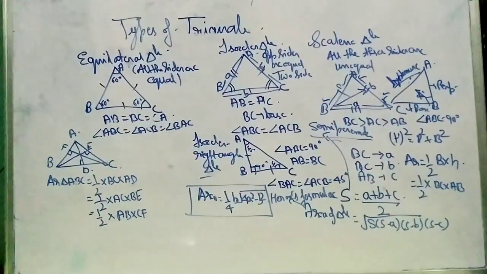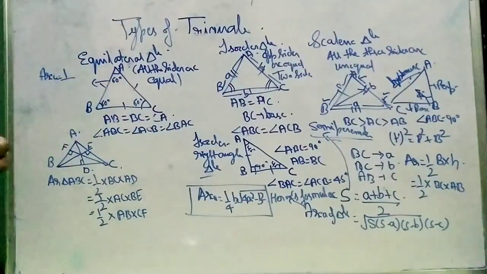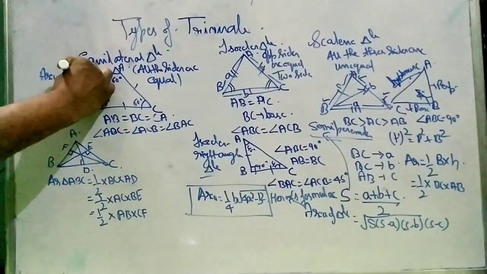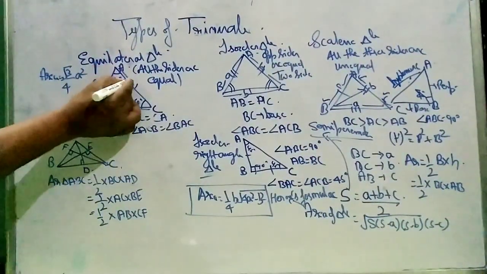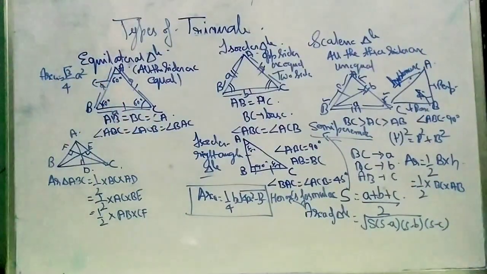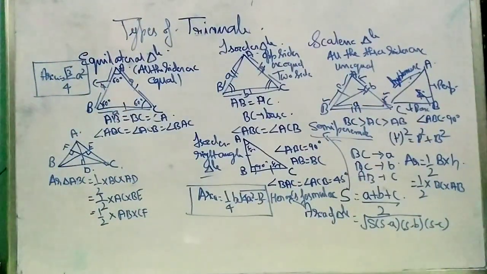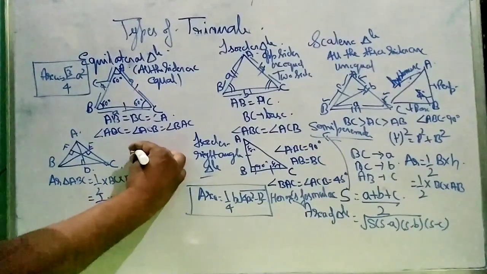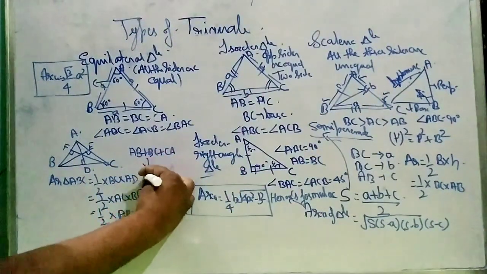Now if you have to calculate the area of an equilateral triangle, it will be under root 3 upon 4 a square, where a is the length of the equal side. All the sides are represented by small a because all the three sides are equal. So the area can be calculated by using the formula under root 3 upon 4 a square. And for the perimeter, the sum of all the sides of a triangle, AB plus BC plus CA, in all the cases will represent the perimeter of a triangle.